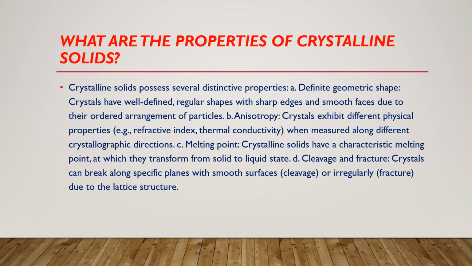What are the properties of crystalline solids? Crystalline solids possess several distinctive properties. First, definite geometric shape. Crystals have well-defined regular shapes with sharp edges and smooth faces due to their ordered arrangement of particles. Second is anisotropy. Crystals exhibit different physical properties, for example refractive index and thermal conductivity, when measured along different crystallographic directions.